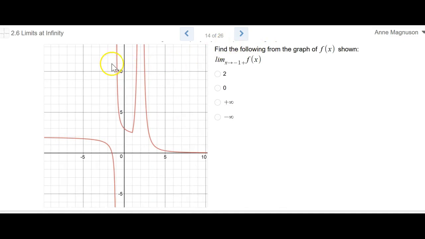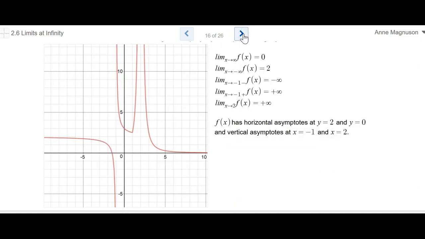The limit as x approaches minus 1 from the right, so here's minus 1. As it's approaching it from the right, it's going to positive infinity. As it's approaching minus 1 from the left, it's going to negative infinity. So again, those vertical asymptotes can split directions. And it also has a vertical asymptote at x equals 2.